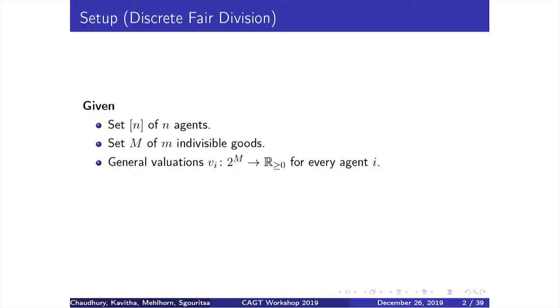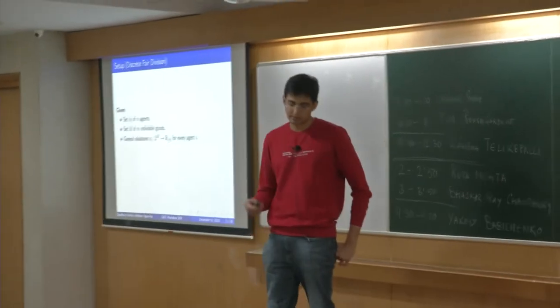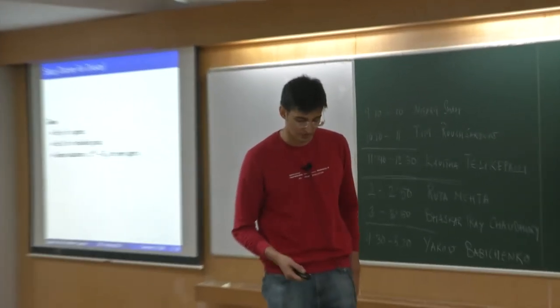So in discrete fair division, we typically have three components. You have a set of N agents. You have a set of indivisible goods here. That's why I talk about discrete fair division. The case of divisible goods has a very rich literature in itself, and I won't be covering any of that here. And we assume that every agent has a valuation function, which is defined on all the subsets of goods.